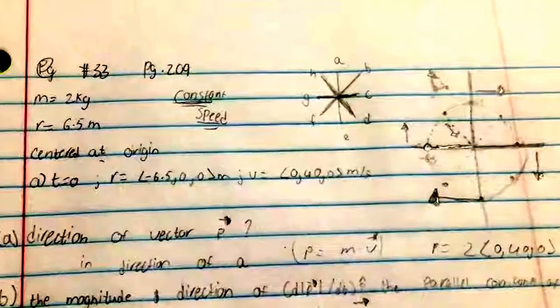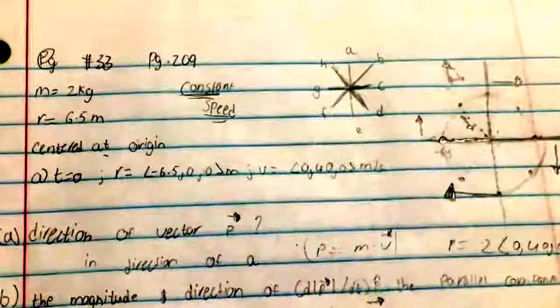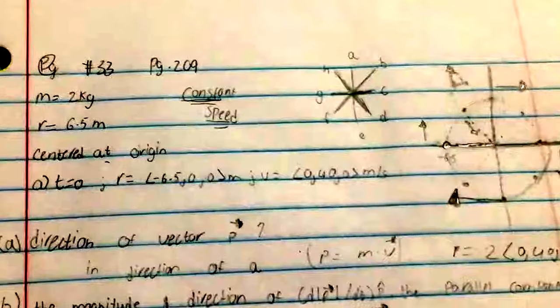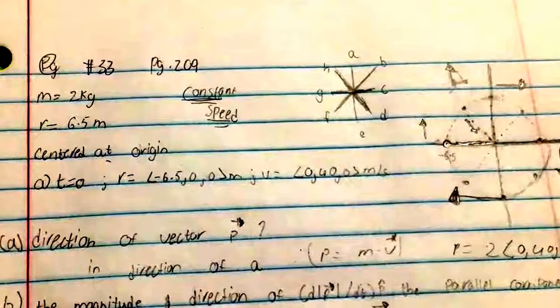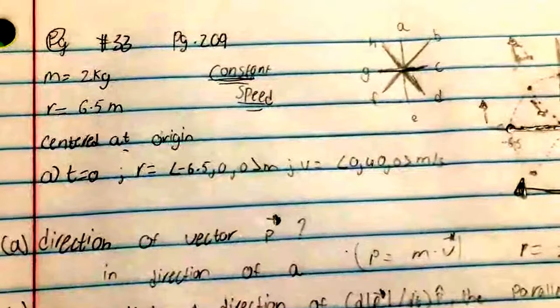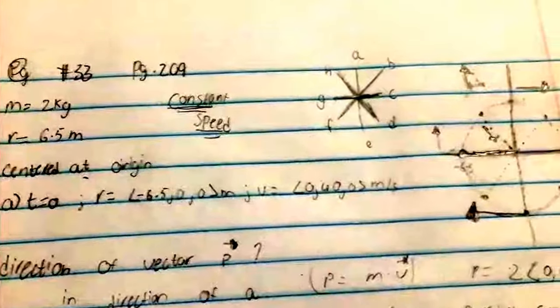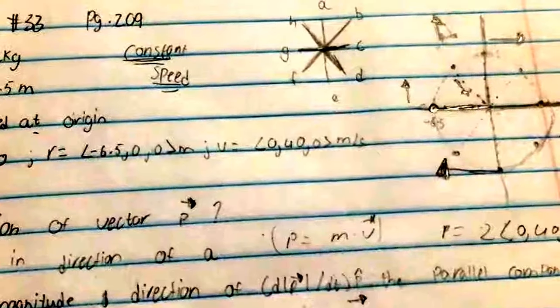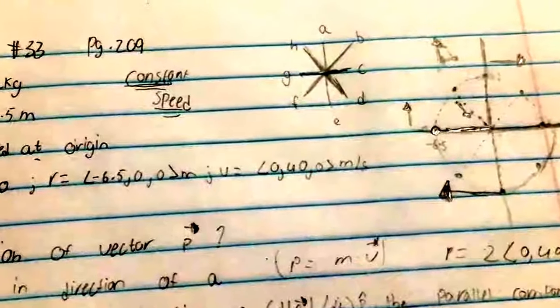Alright, the following problem is number 33 on page 209, and we are given mass, radius, where the object is centered, and an instance at which time equals 0, the distance is negative 6.5 in the x direction, and a velocity in the y direction.